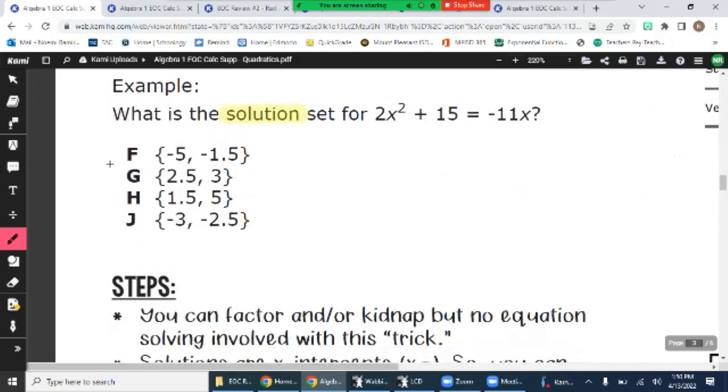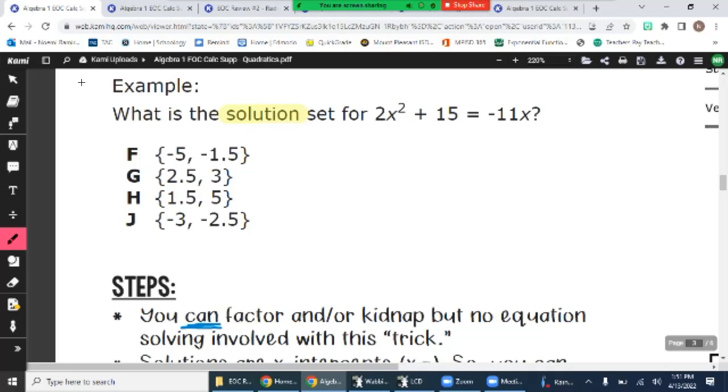You can do this, you can. Notice that I wrote it in the steps. You can factor, you can kidnap. If you're still okay with that, if you want to go with that, if you forget how to do this calculator trick, go for it. Kidnap, factor, do what you got to do. But if you don't know how to do it, I highly, highly suggest you learn how to do this calculator trick. Step 1.